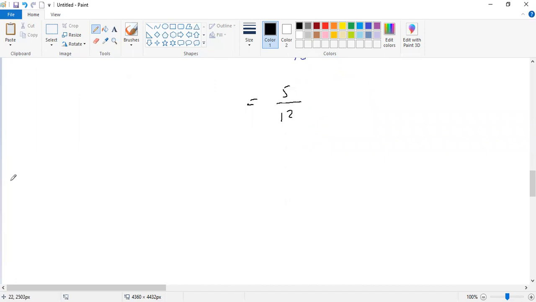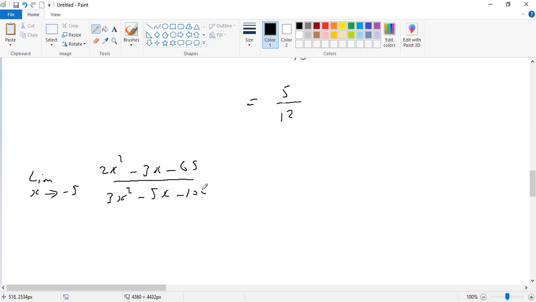Another example. Let us define the limit as x approaches a negative number, like negative 5, for example. And there I have 2x squared, which will be 50, minus 3x, so it will be plus 15, so it will be 65. So if I put negative 5 here, it will be 0. The denominator is 3x squared, which will be 75, and minus 5x will be plus 25. So it will be 100, and it will be 0.